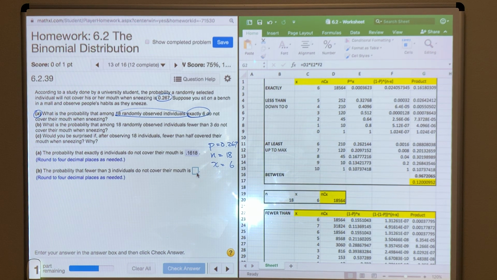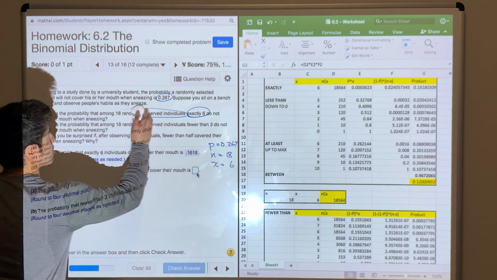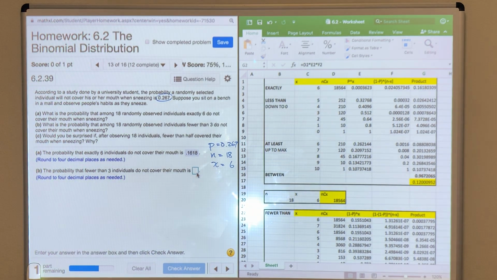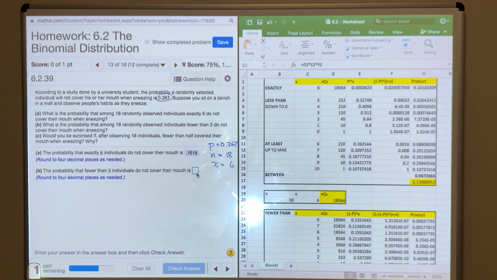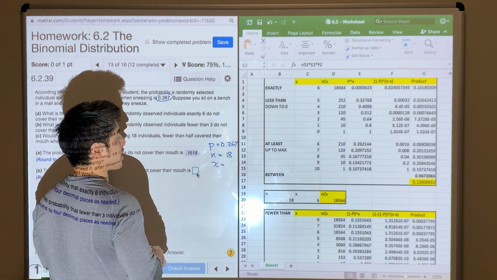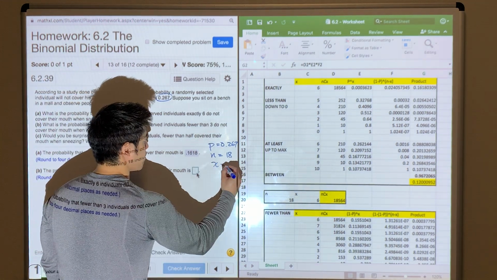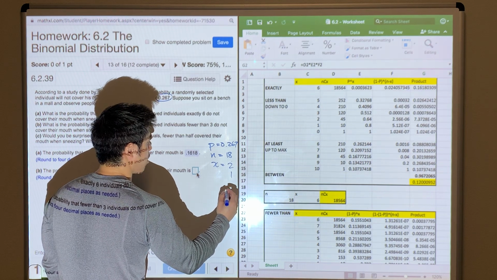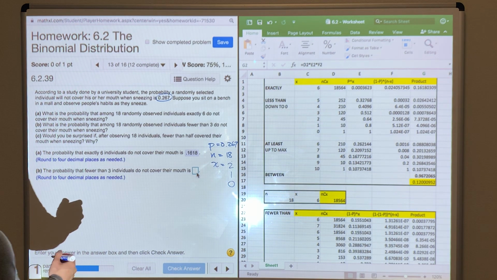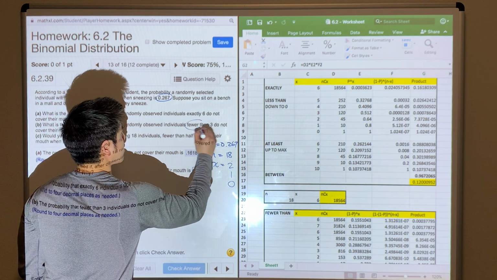B. Okay, so B, let's take a look here. For B, it says, what is the probability that among 18 randomly observed individuals, N is 18, fewer than 3. Oh, there it is again, our favorite fewer than. So fewer than 3. That means our X. Fewer than means what? Not equal to, it means 2, 1, and remember the all-important, 0. So in order to do that calculation, we've got to do 2, 1, 0, and add all those together.